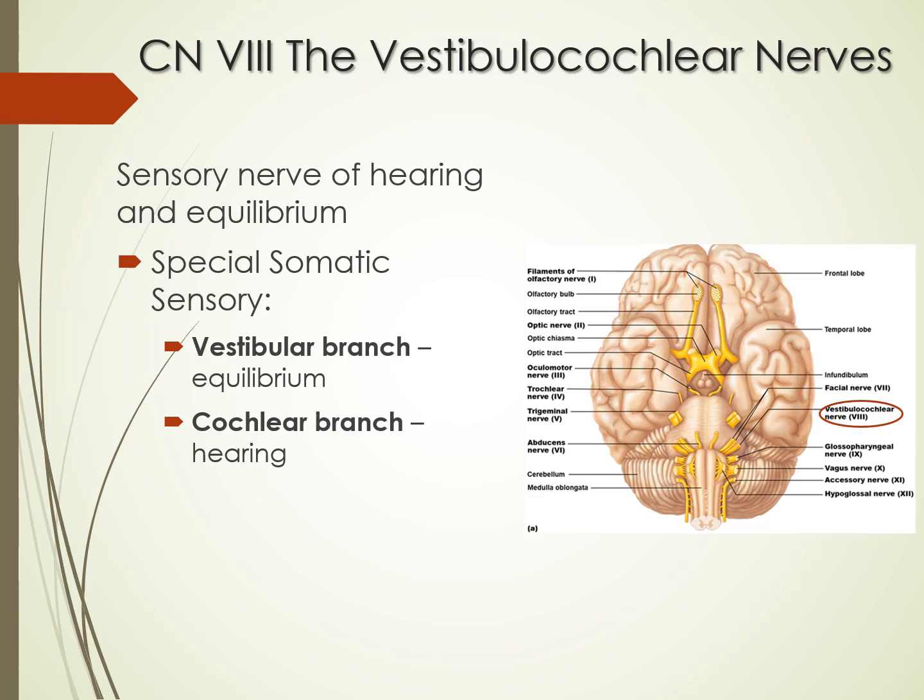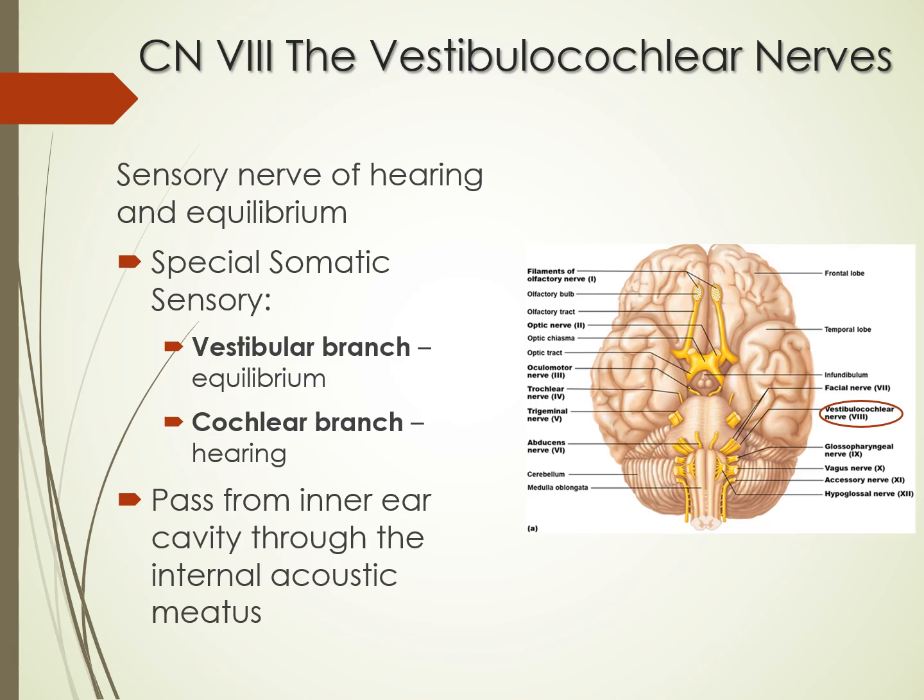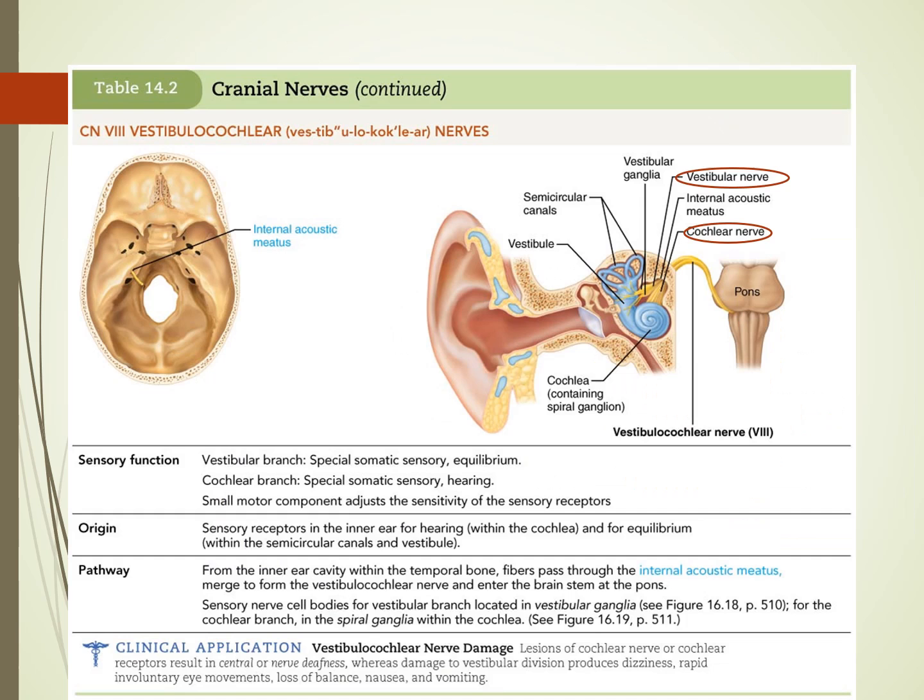So now let's talk about cranial nerve 8. It's one of my favorites, and it's the vestibulocochlear nerve. Essentially this nerve is for hearing and equilibrium. So it is a special somatic sense, and it's actually 2 branches of the same nerve. We have a vestibular branch that's going to your inner ear for sensing equilibrium and balance. And then we have the cochlear branch, which is going to the inner ear as well, but for hearing. We're going to talk a lot more about this nerve in our special senses lecture.